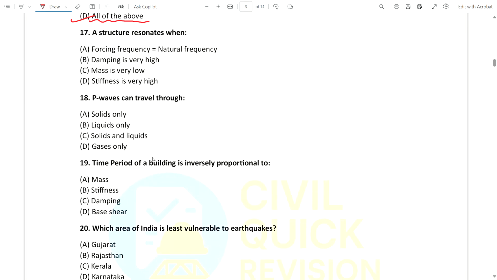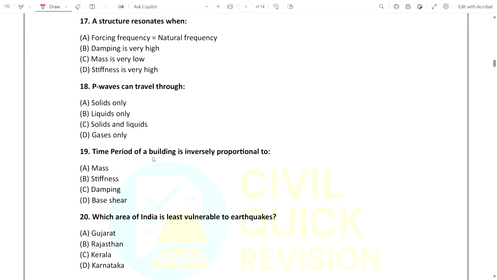Now coming to 17, a structure resonates when? The options are: forcing frequency is equal to natural frequency, damping is very high, mass is very low, stiffness is very high. Here option A will be the correct answer. Forcing frequency is equal to natural frequency. You just remember this for now.